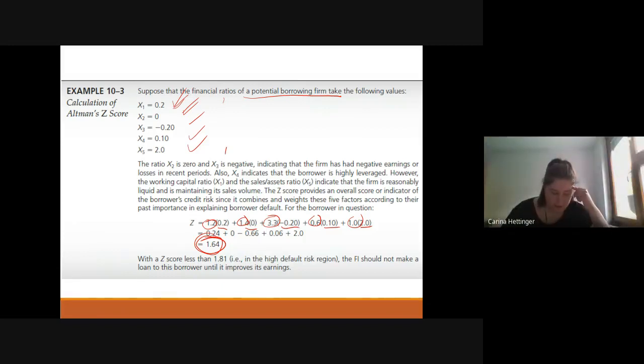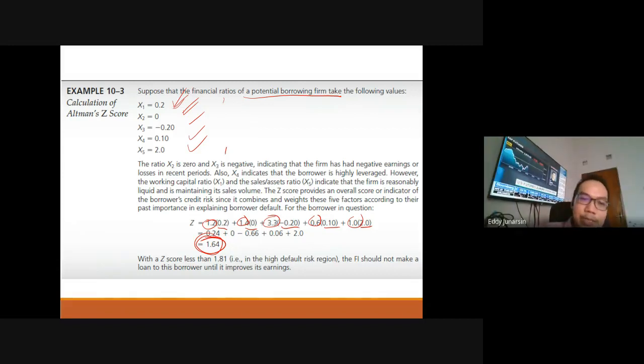Not safe because it's below 1.81. That's right, so it's less than 1.81. We should be quite cautious, right? Quite cautious in lending money to the borrower. Or maybe if we decide to lend money to this company or this person, we might want to do the credit rationing, like what we talked about 2 days ago, right?